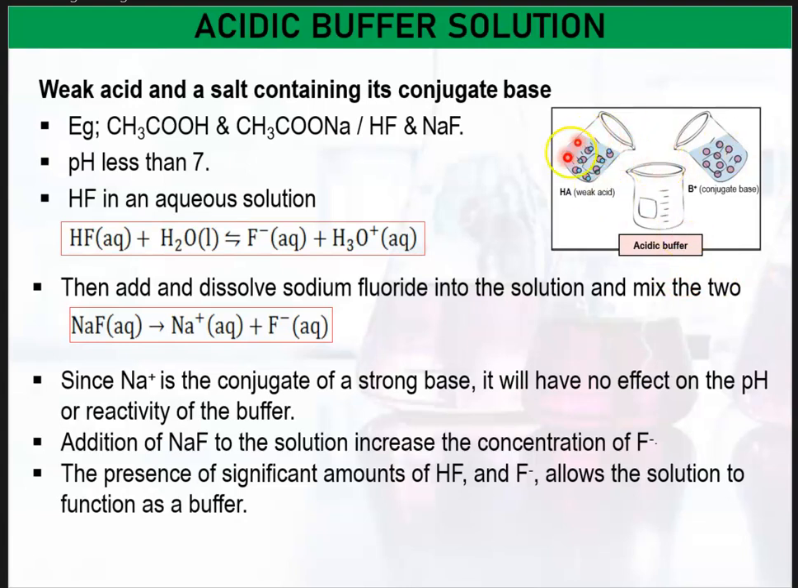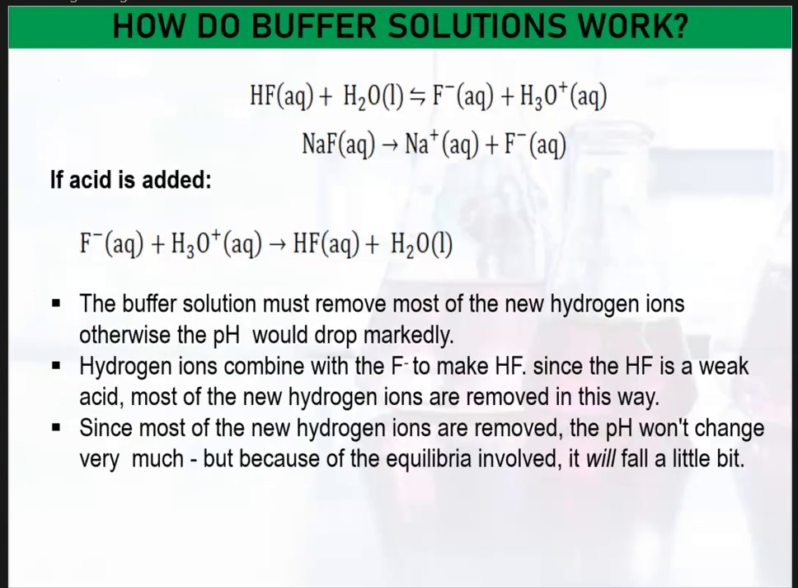Okay, this is an example. We have HA, and we have B-. When we add them together, it will have both. It will have acid, it will have base. When we add acid, it reacts with the base. When we add base, it will react with the acid. So again, there will be no free OH and H+ ion that is responsible for the change of pH of the solution. Okay, so let's see how a buffer solution works.